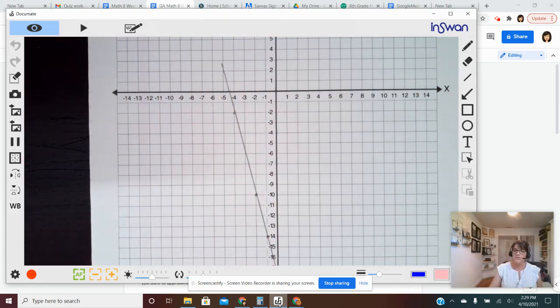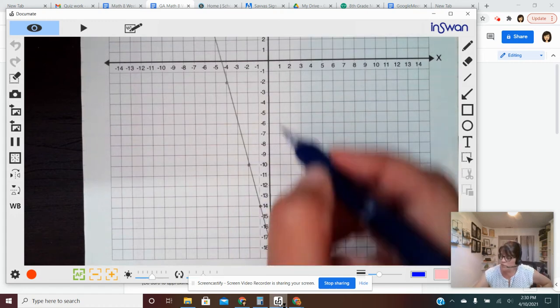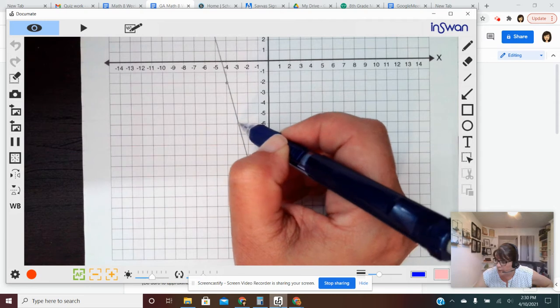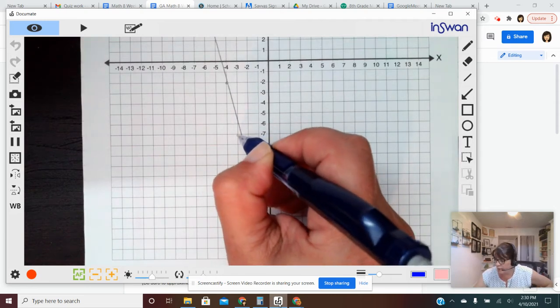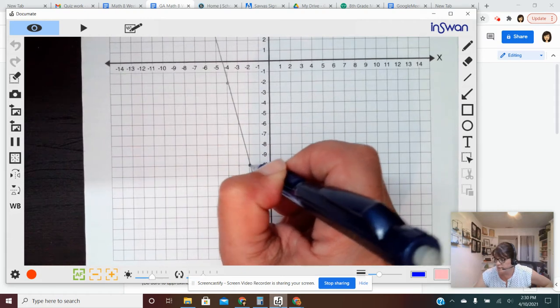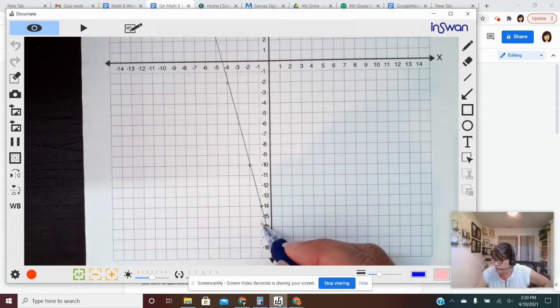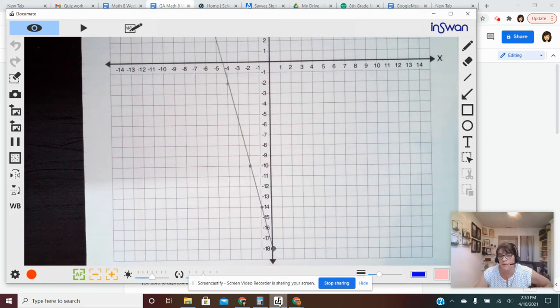But when I do graph it, I find that I have a straight line. Notice a couple things. We expect the slope to be -4. So every time I go down 4, 1, 2, 3, 4, I should be able to move over 1 and stay on the line. 1, 2, 3, 4, stay on the line. Here's my y-intercept. It's way down here.